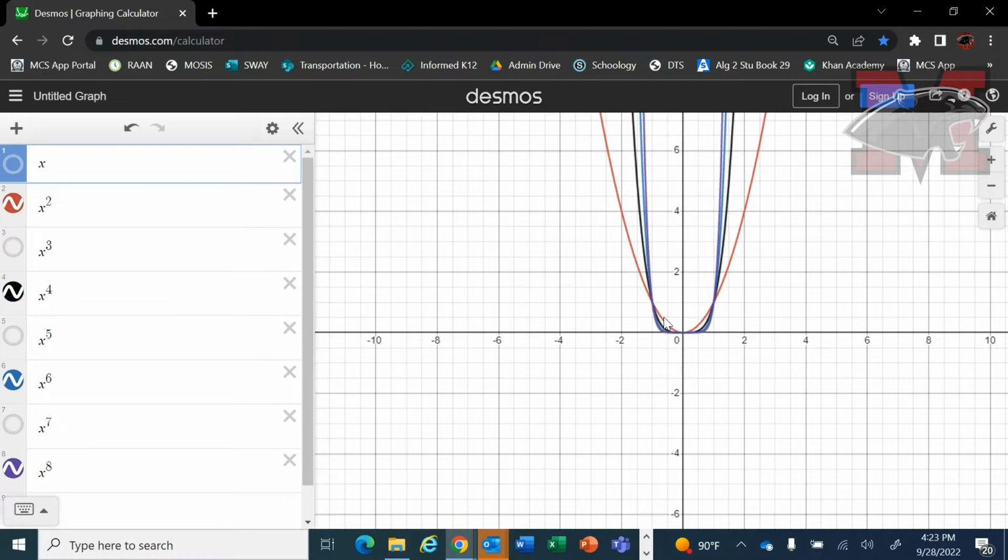So anytime you have a polynomial with the highest degree term, notice I only care about the highest degree, that first term.